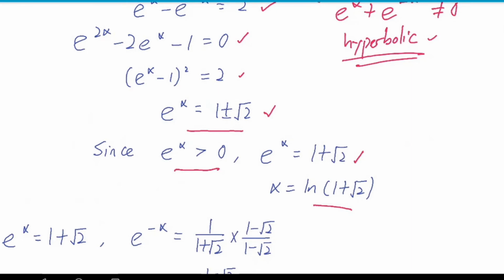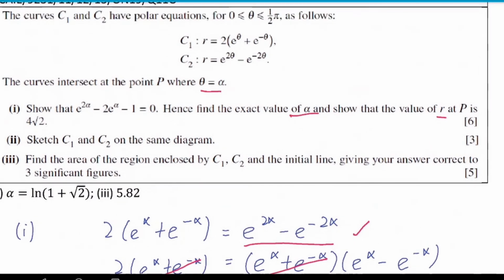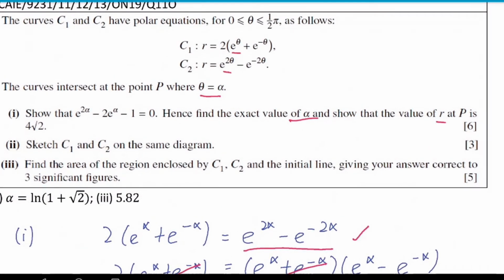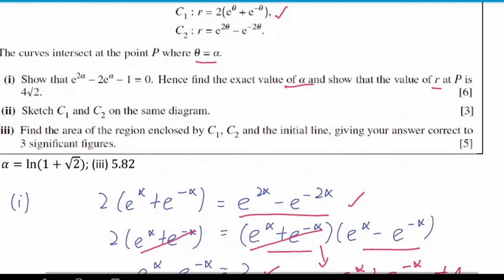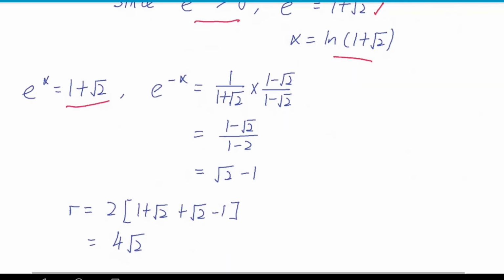Okay, and then we are supposed to show that the R value is 4 root 2. We can see the R value here depends on the e power terms. So the easiest way to find the R value in exact form is to look at C1. Why look at C1? Because we already have e power alpha, and in C1 we have e power negative alpha, which is just 1 over e power alpha. So e power negative alpha here is 1 over 1 plus root 2.